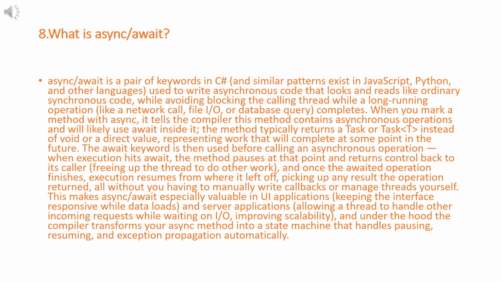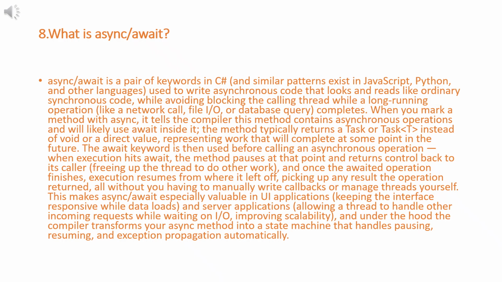When you mark a method with async, it tells the compiler this method contains asynchronous operations and will likely use await inside it. The method typically returns a Task or Task<T> instead of void or a direct value, representing work that will complete at some point in the future. The await keyword is then used before calling an asynchronous operation.